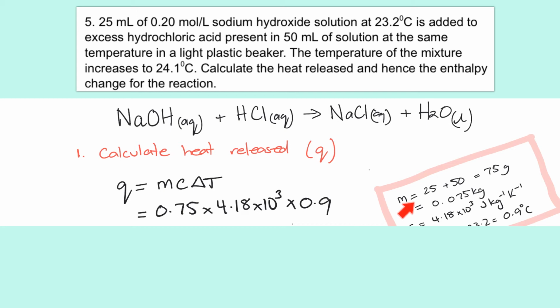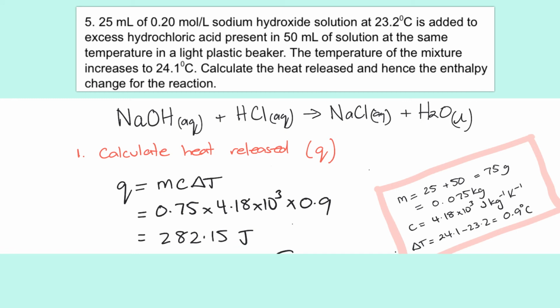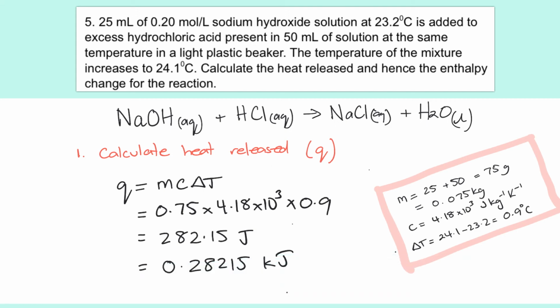We're going to convert it to 0.075 kilograms because the specific heat capacity of water is given in joules per kilogram per Kelvin, and you can get that from the data sheet as well. Now, given the temperatures, we get a change in temperature of 0.9 degrees C. There's no need to convert that to Kelvin because 1 degree change in Celsius is equivalent to 1 degree change in Kelvin, so we don't need to convert that. We get a total of 282.15 joules of energy has gone into heating up that solution, and we're going to just change it to kilojoules.